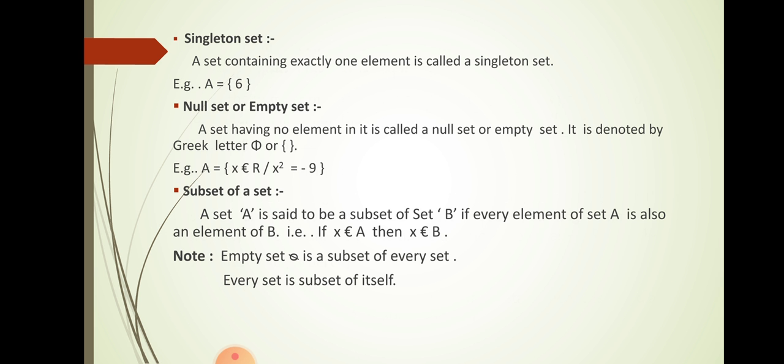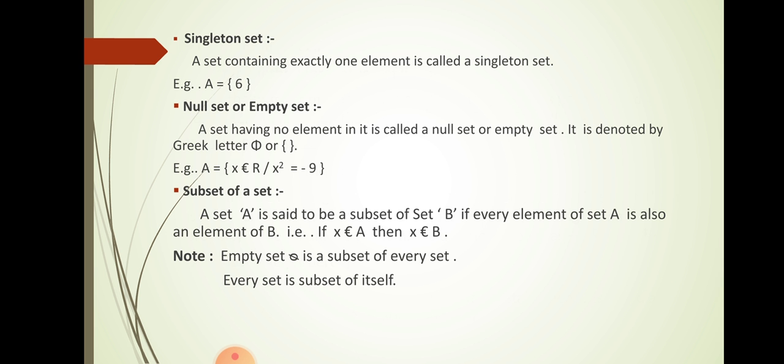The next point is the null set or empty set. A set having no element in it is called a null set or empty set. It is denoted by the Greek letter phi or by empty curly brackets. For example, capital A is equal to the set {x belongs to capital R such that x square is equal to -9}.